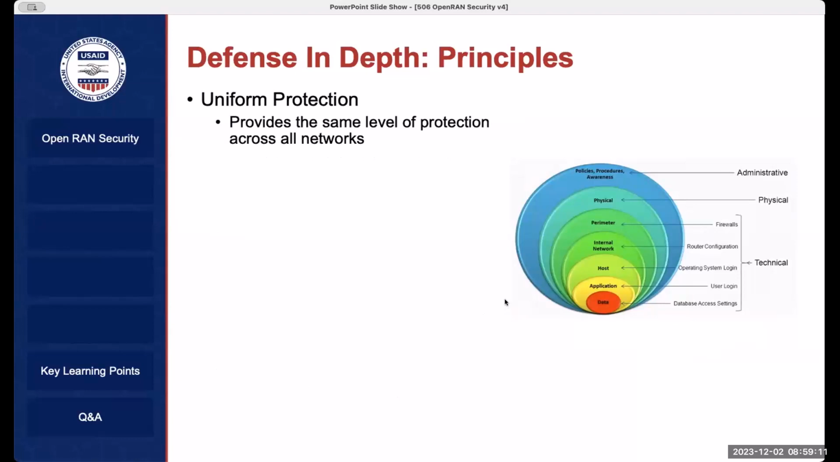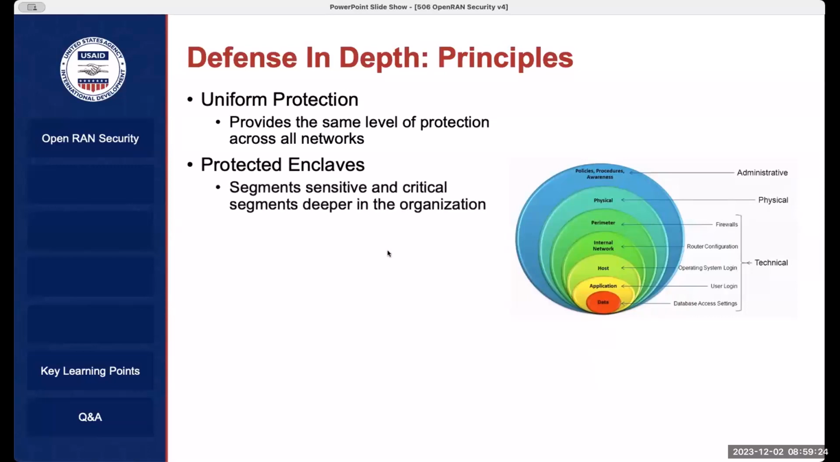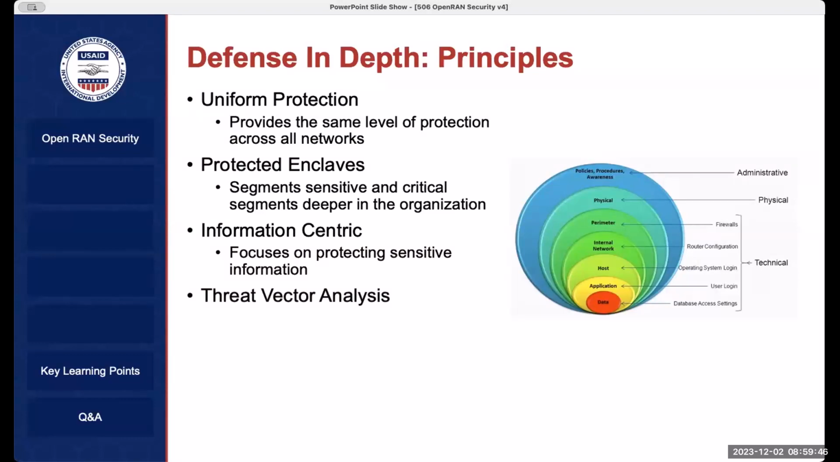So the principles again: uniform protection across all networks. For part of this principle, they also want protected enclaves, where you segment sensitive and critical segments deeper in the organization. Meaning, let's say your database, you don't typically put that on the DMZ. It is protected within the internal network. Information centric: you are not protecting servers, you're protecting the information. And then you have, of course, threat vector analysis.